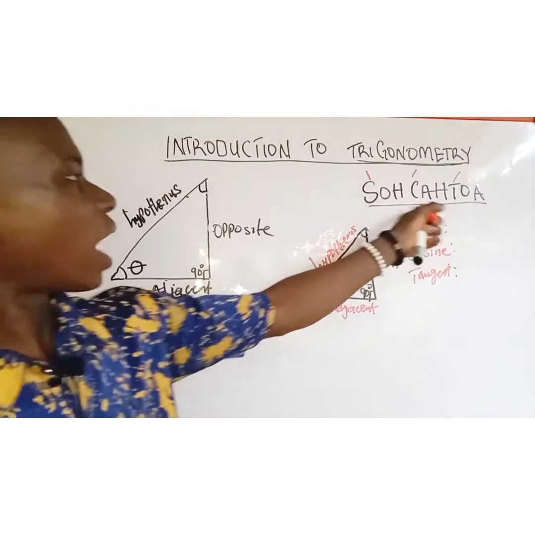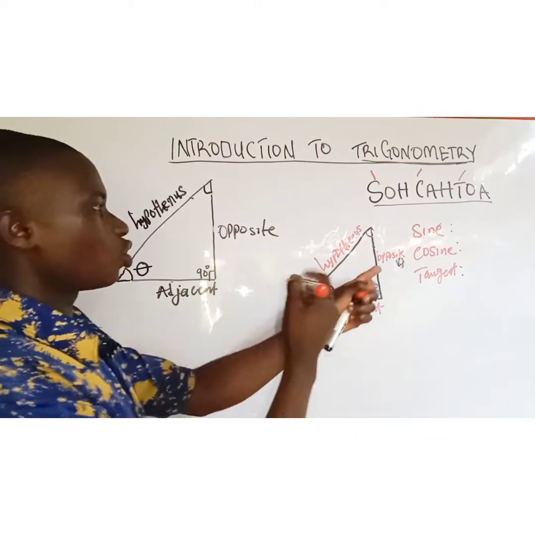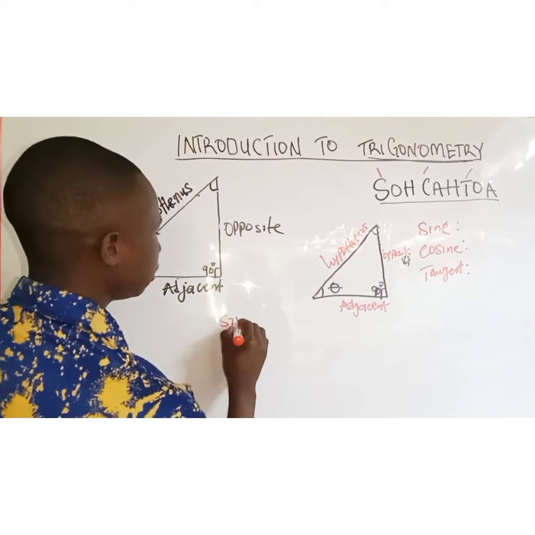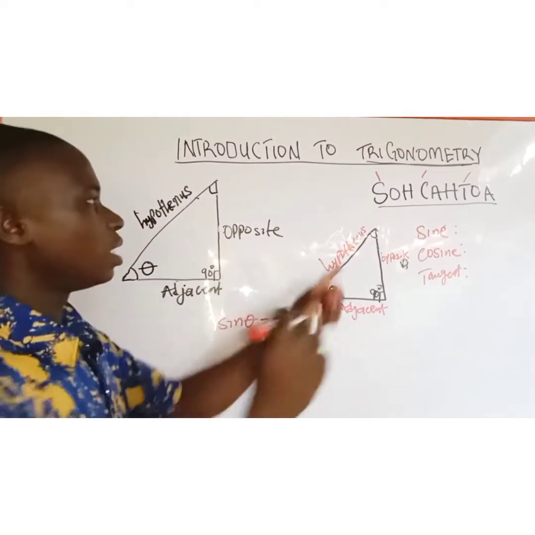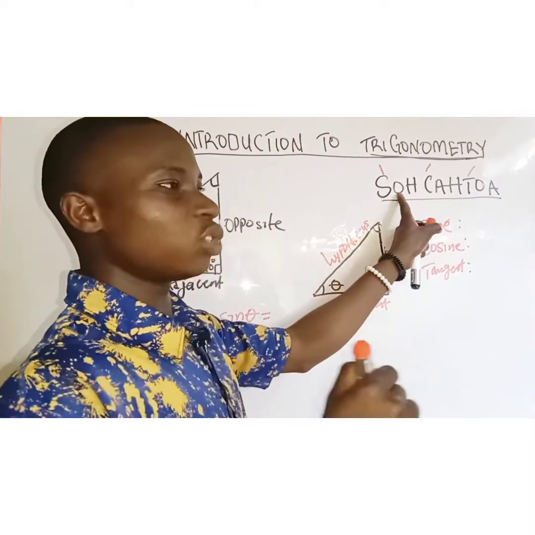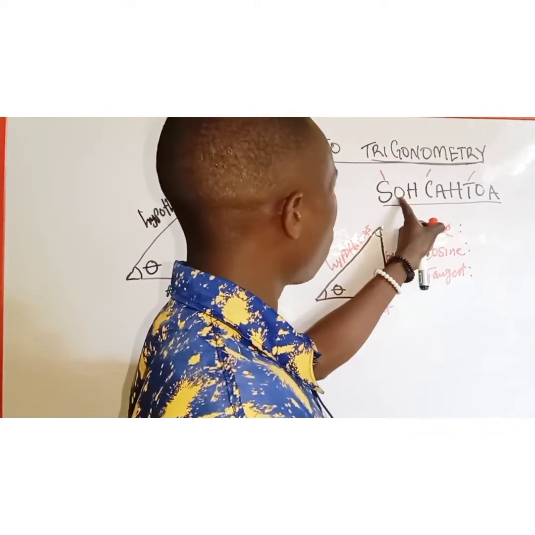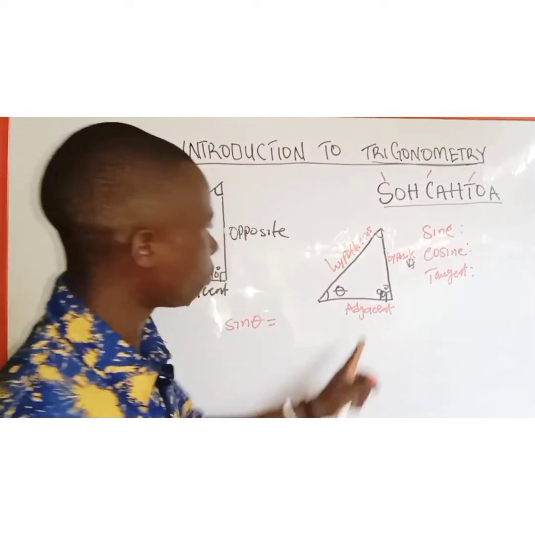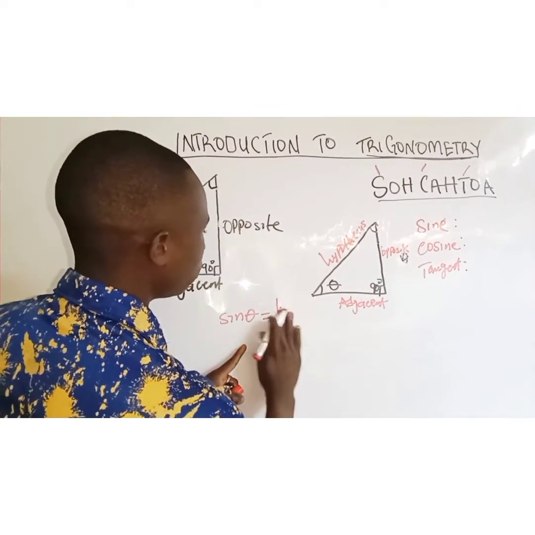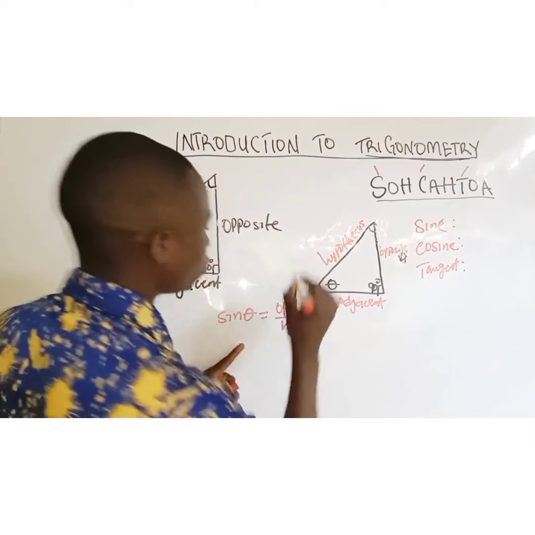Using SOHCAHTOA now, the first one is the sine function. So sine theta will be equal to opposite over hypotenuse: the S represents sine, O represents opposite and H is hypotenuse. So sine theta will be opposite over hypotenuse.